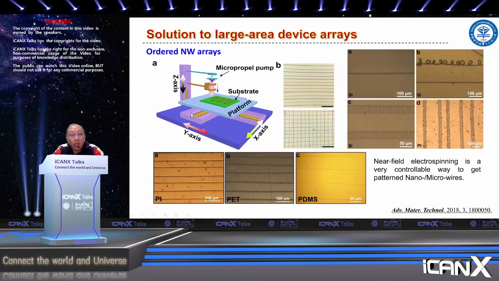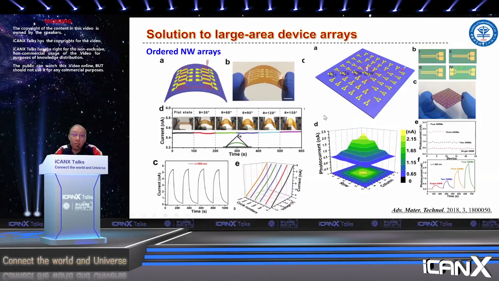Here shows the structure of the systems, and here shows the nanowire arrays. You can see that we can make these nanowire arrays in one direction or in two directions. Besides straight nanowires, we can also make curved nanowires or even spring-like nanowire arrays. With these nanowires, we can also control the density of the arrays, and we can print these nanowires on different kinds of flexible substrates, for example PI substrate, PET substrate, and PDMS substrate. This near field electrospinning method is a very powerful and controllable way to get patterned nanowires or micro nanowires. With these patterned nanowire arrays, we can make ordered device arrays.